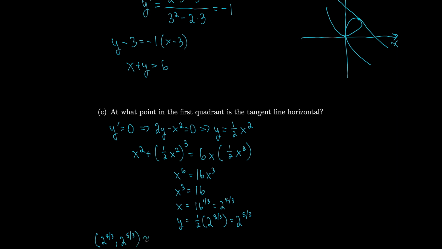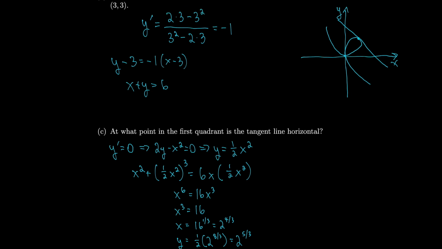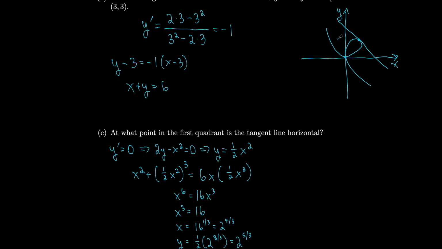If you were to use a calculator, you could see that this is roughly this messy decimal, 3.1748 for the y value. So 2.5, 3, so it's a little bit before this. It's like right around there, somewhere around there.